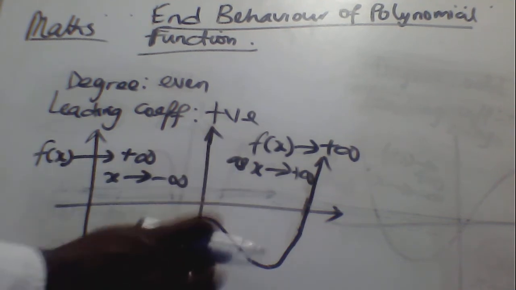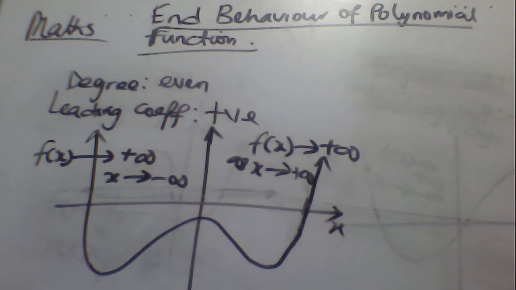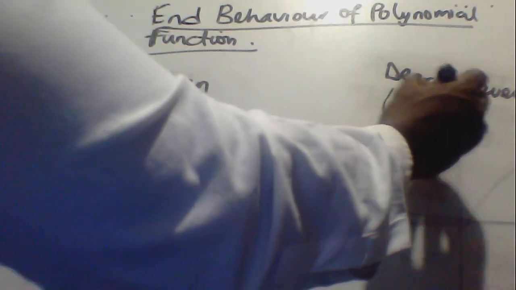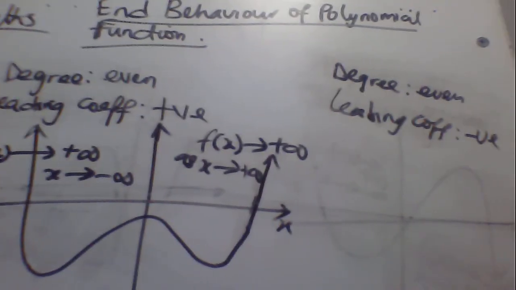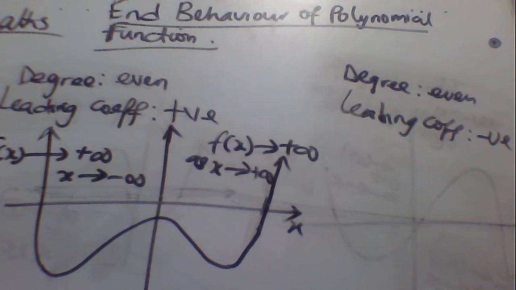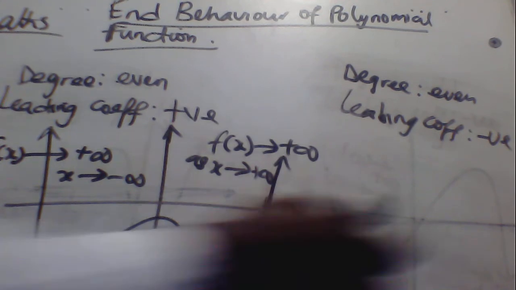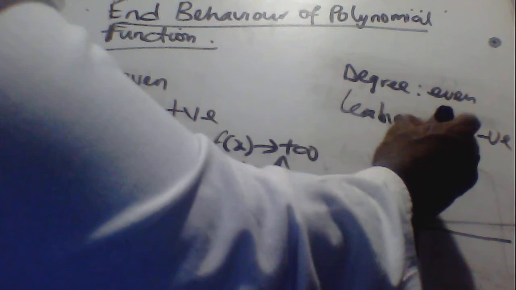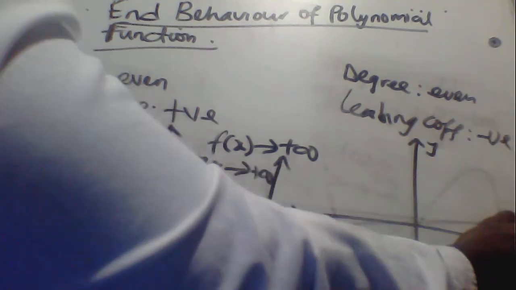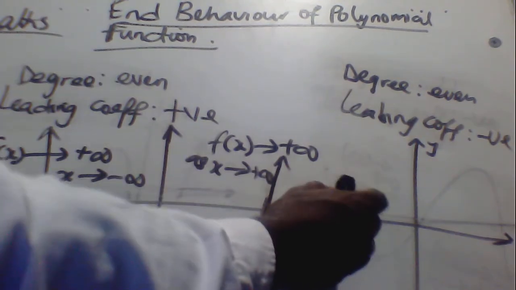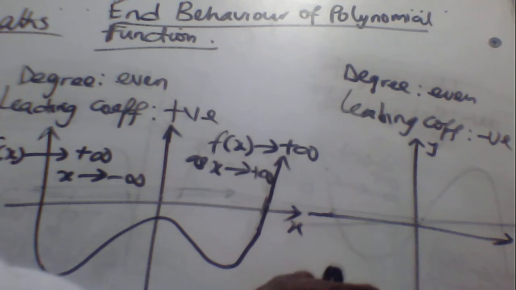You know that I have told you before, this is a type of quartic function. So lastly, when the degree is even and the leading coefficient is negative. If the degree is even and the leading coefficient is negative, we can still sketch the graph. We can determine how the graph is going to look like. So the graph will look like this.